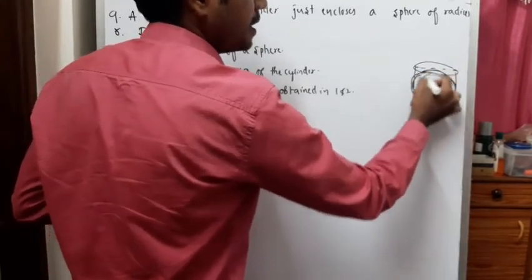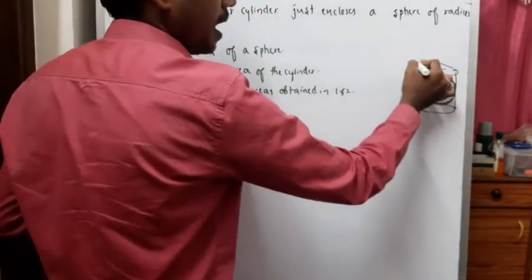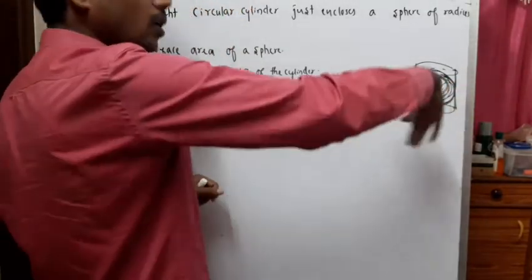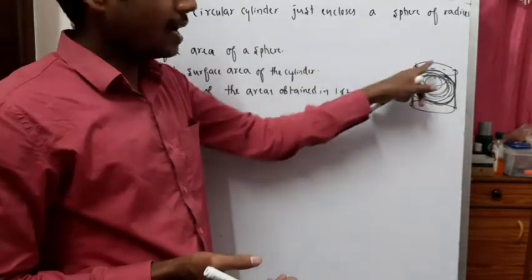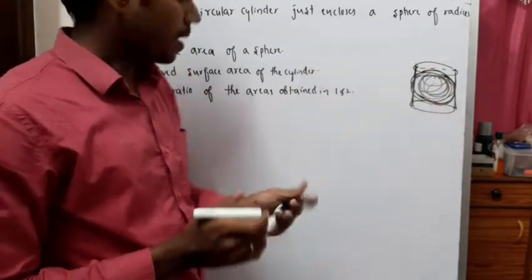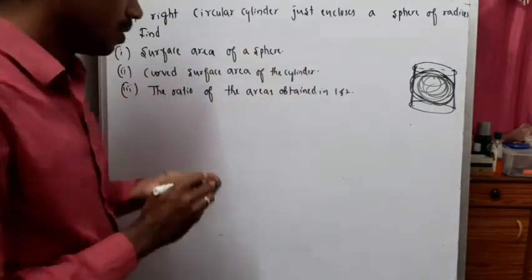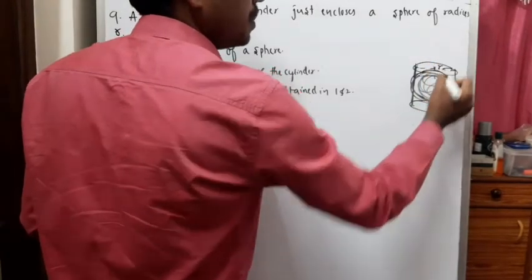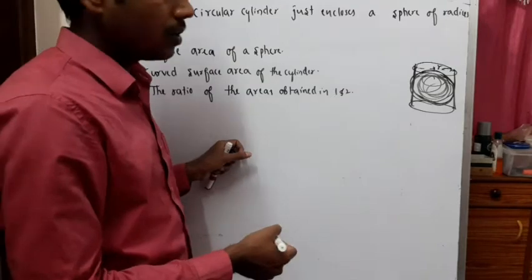This is the diagram. It is given in the book. This is a sphere and it is enclosed by a right circular cylinder. It just encloses, it just covers the sphere. Exactly, it is going to cover the sphere. Okay. What we need to do? We need to find the surface area of a sphere. So let r be the radius of the sphere.